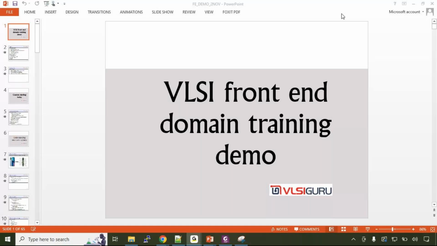As you are aware, VLSI has majorly two domains. One is the front-end domain, one is the back-end domain. As we go forward, we will discuss what the subdomains in each of them are, like in front-end, what all activities are done, and in back-end, what all activities are done. We'll also discuss how to choose the right course. Today's session is more specifically focused on the front-end domain.